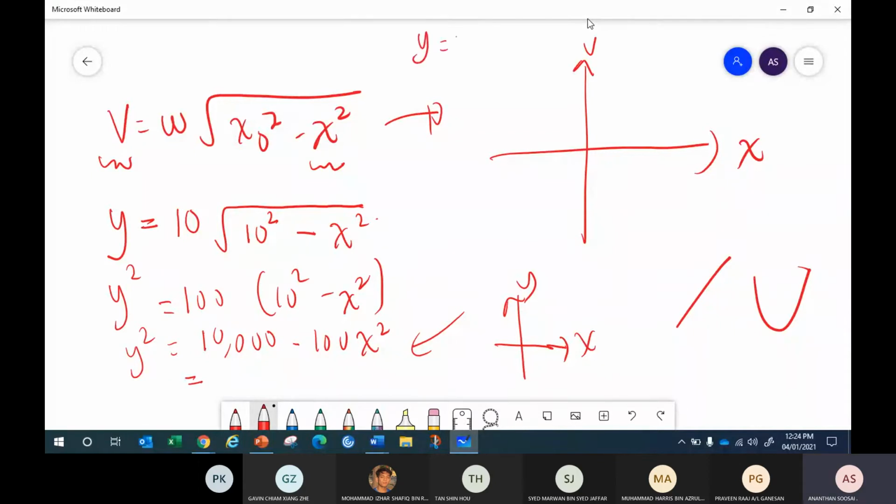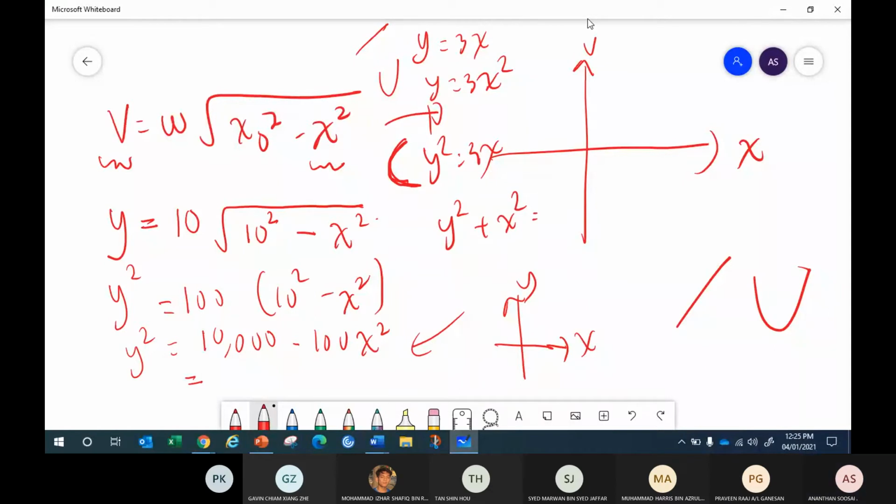If y equals 3x, we know it's a straight line. If y equals 3x squared, we know it's a quadratic. If y squared equals 3x, how does the graph look? Also quadratic, but sideways. If y squared and x also squared, how does this graph look?